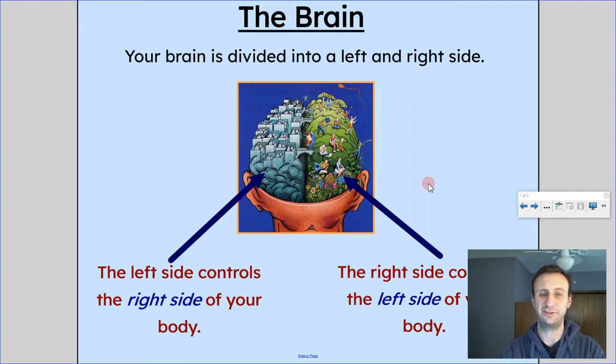This image here shows how the left side of your brain is more about factual stuff, sequences, concrete thinking, while the right brain is all artsy and abstract and so on.